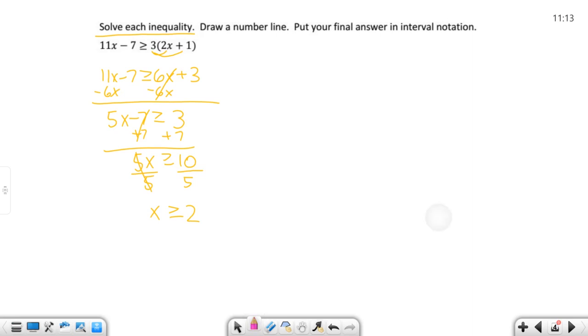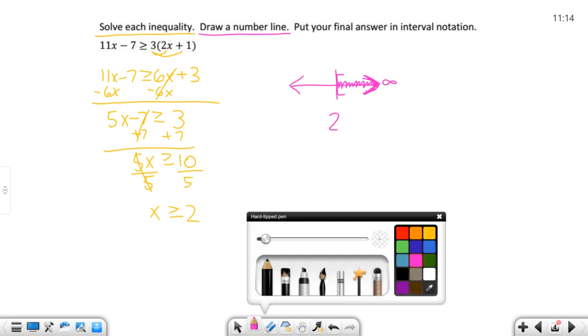All right? So let's do in the fuchsia, the pink here, let's do the drawing on a number line, okay? So on the number line, I care about what number? 2. Which way do I shade? To the right. There's my arrow to the right, infinity. And then this is going to be a bracket because it's got the equals. So there's my number line.